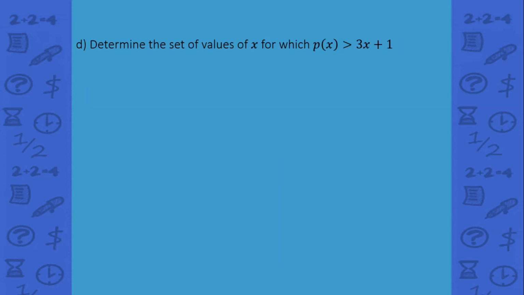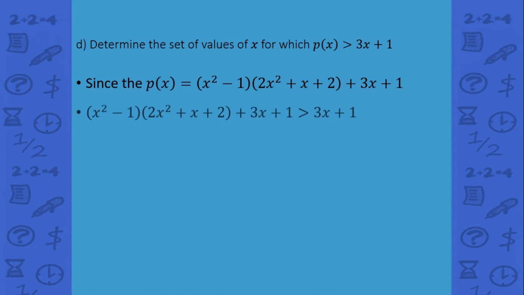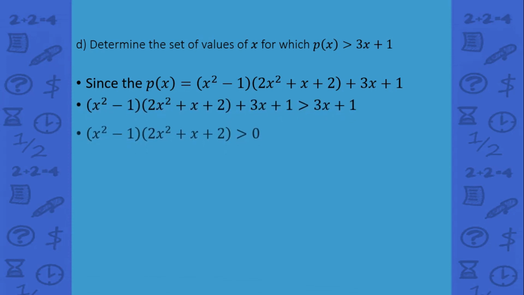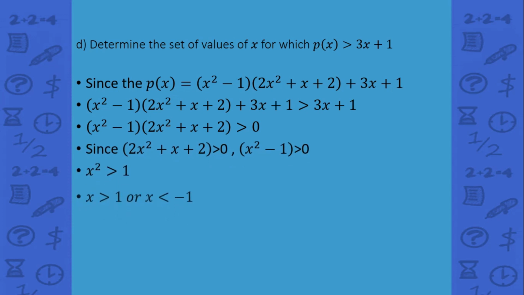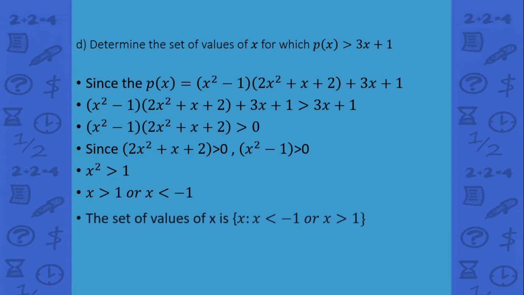For question D. Determine the set of values of x for which p(x) is greater than 3x plus 1. Since we had done the p(x) equation in the previous question, we just directly use the p(x) equation as greater than 3x plus 1, and we solve it as usual. After this we get two factors, and one of the factors will give the answer x greater than 1 and x less than negative 1, and one of the factors will give no answer.